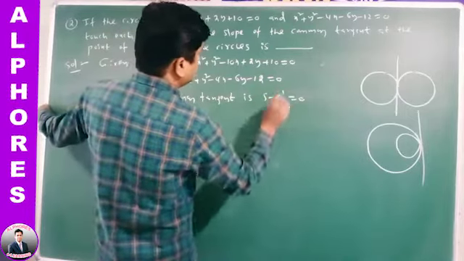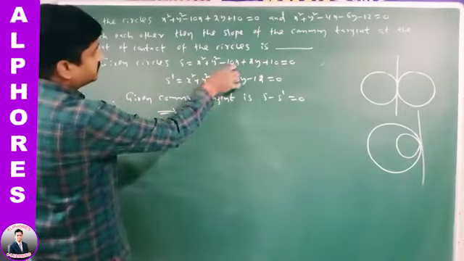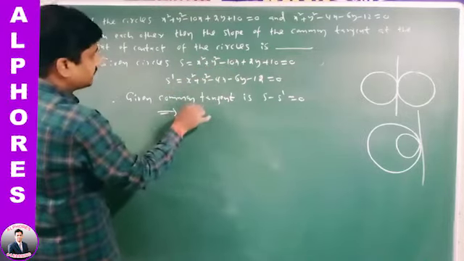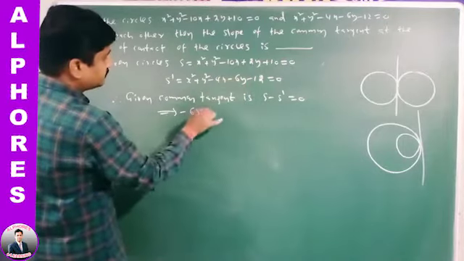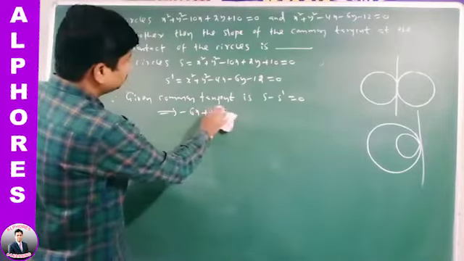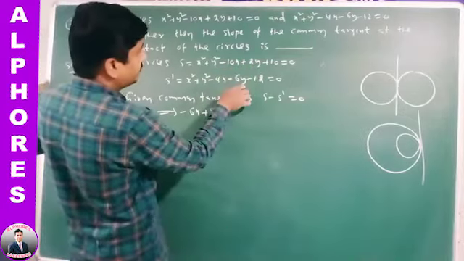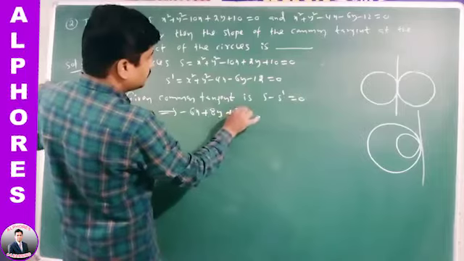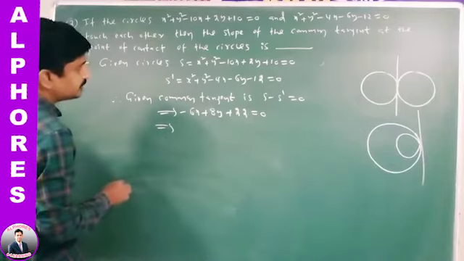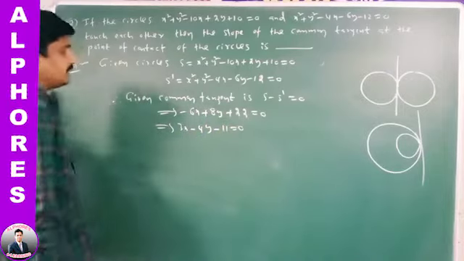S minus S dash equal to 0. Here S minus S dash means minus 10x plus 4x, x square y square get cancelled, minus 10x plus 4x is minus 6x, 2y plus 6y is 8y, 10 plus 12 is 22 equal to 0. Okay, now minus 2 common, it is 3x minus 4y minus 11 equal to 0. Minus 2 common.